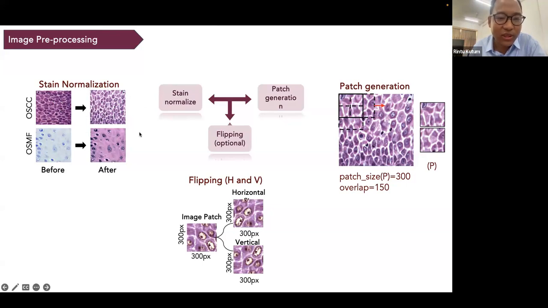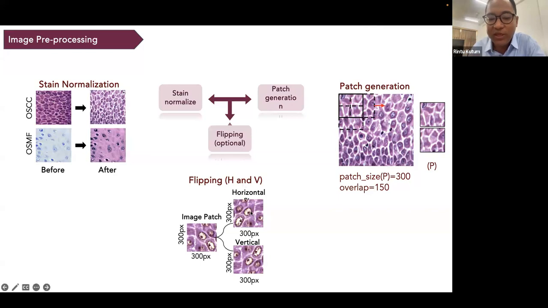Once you have the stain normalization of the whole slide, you start doing two activities, which are very important. As in the example I showed earlier, once we have the whole slide image, you generate patches for building the deep learning algorithms. Since deep learning algorithms typically need more data points, you also do generalization of the images.